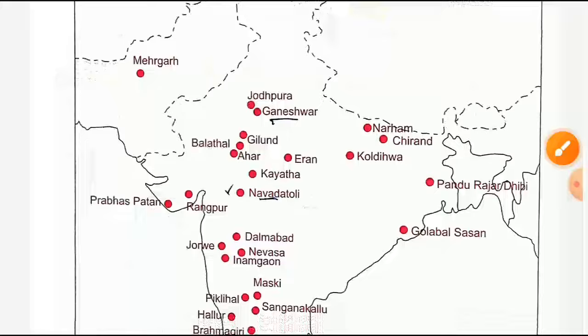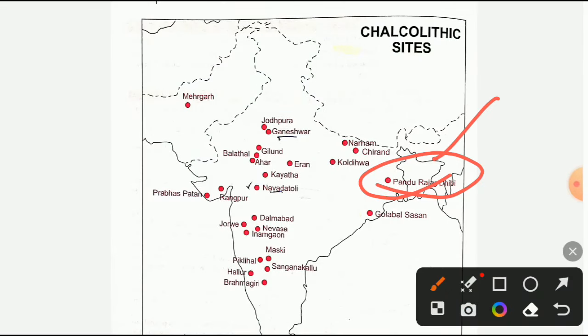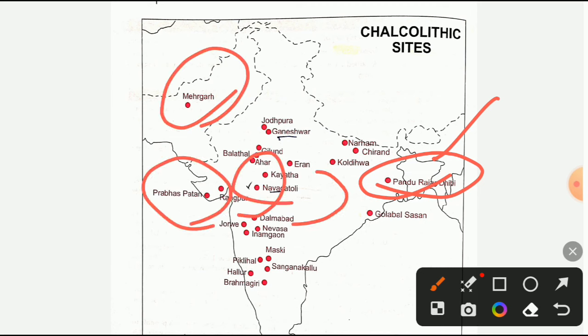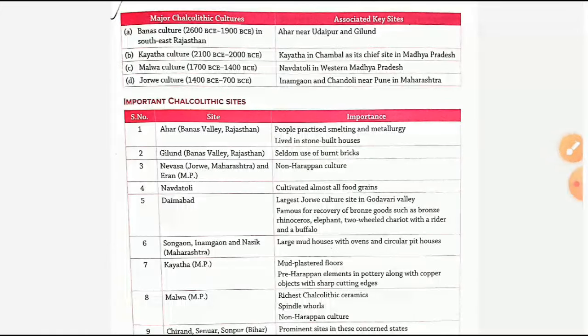Here the sites are given on the map. Pandu Rajar Dhibi in West Bengal, Chalcolithic site. Mehergarh, Pakistan. Prabhas Patan, Rangpur, Daimabad, Navdatoli, Iran, Koldiwa, Chirand, Jodhpur. These are all Chalcolithic sites. You can have a watch.